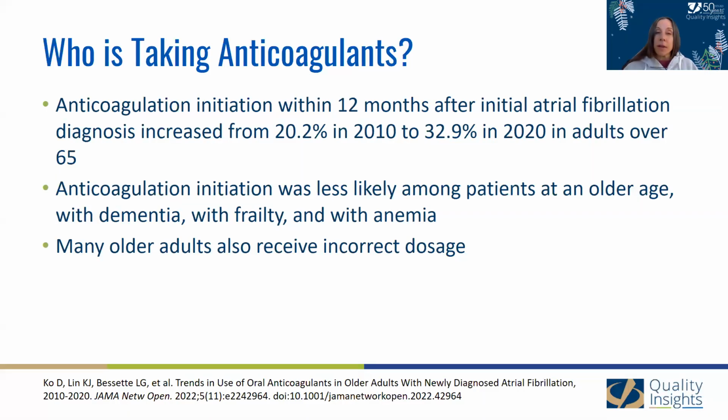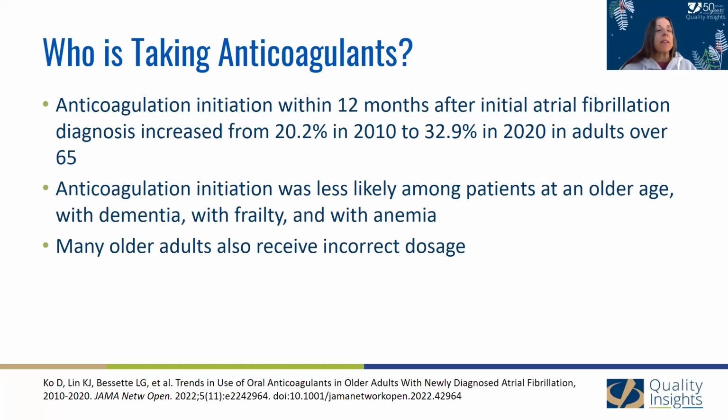So there are a lot of individuals who are taking anticoagulants, and this has increased over the last few years, especially in individuals who are older, which are our residents. Anticoagulation initiated within 12 months after atrial fibrillation increased from 20.2% in 2010 to 32.9% in 2020. So a lot more of our older adults are taking the anticoagulants, though it's interesting that anticoagulant initiation is less when we have residents who are of older age, have dementia, have frailty, or have anemia.